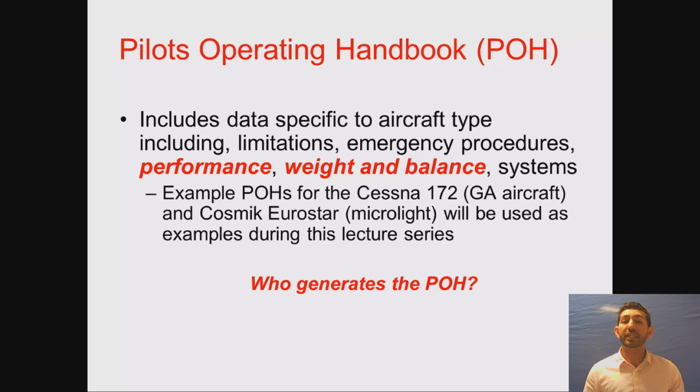A pilot's operating handbook is essentially a book which is specific to each aircraft, because different aircraft may have different configurations and different equipment on board, so they'll have different weight and balance requirements. Things that are outlined in a POH include performance, weight, and emergency procedures. Throughout this lecture series, I'll be using either a Cessna 172, which is a general aviation aircraft, or a Cosmic Eurostar, for some of the examples that we'll go through.